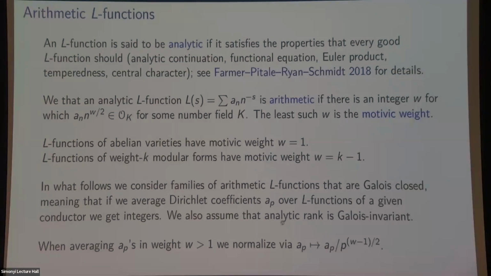One reason the motivic weight is relevant is that it tells you what you should normalize by. And this normalization is important when you want to look at modular forms that aren't weight 2. You should divide by p to the (w minus 1) over 2, where w is the motivic weight. For modular forms of weight 2 and abelian varieties, w is 1, and so you're not doing anything. That's p to the 0. But in general, you need to include that factor, or you're not going to see the murmurations.